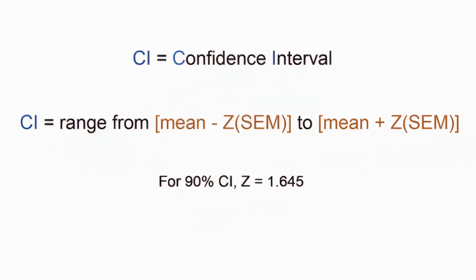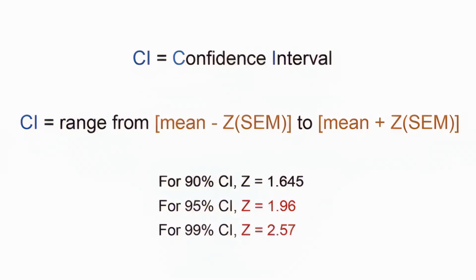If you want to calculate a 95% confidence interval, then you would use a z of 1.96, which you could round to 2 for simplicity's sake. If you want to calculate a 99% confidence interval, then you would need to use a z of 2.57. You can see that as you increase your confidence intervals from 90 to 95 to 99, your z value would increase from 1.645 to 1.96 to 2.57.